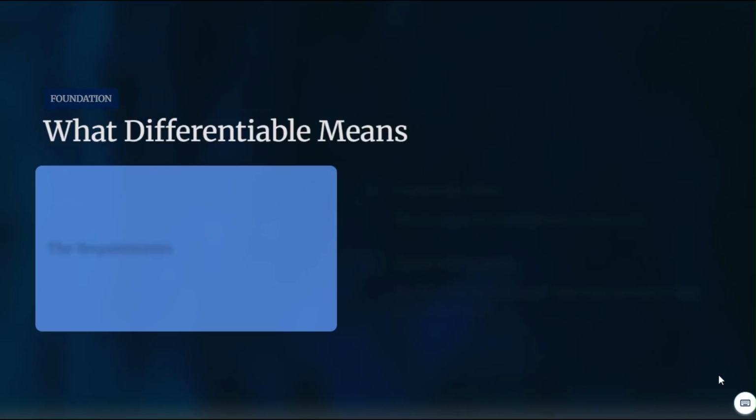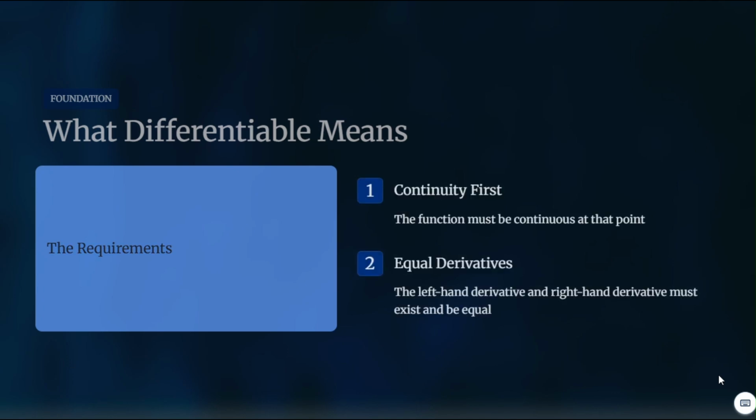A function is differentiable at a point if it meets two essential conditions that work together to ensure smoothness. First, continuity: the function must be continuous at that point. And secondly, the left-hand derivative and right-hand derivative must exist and be equal.